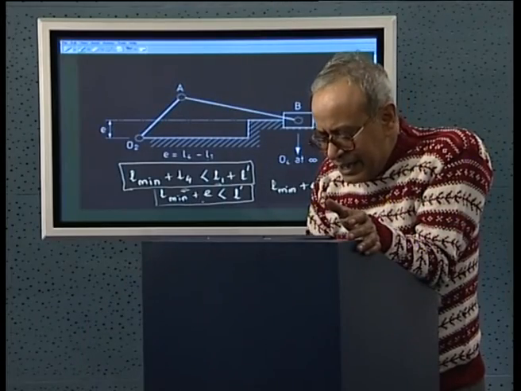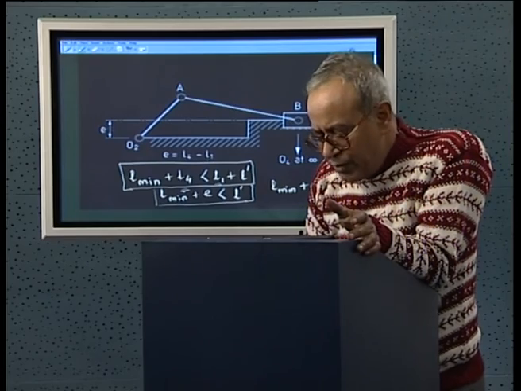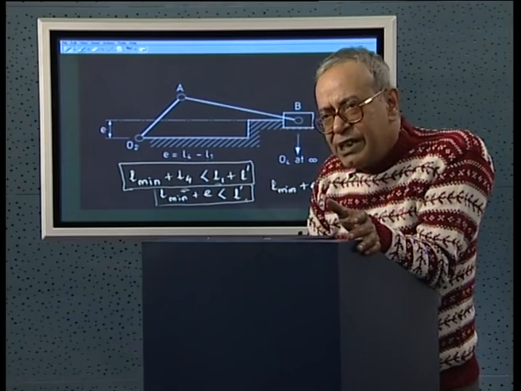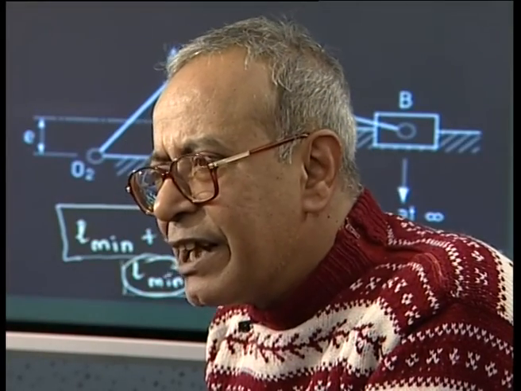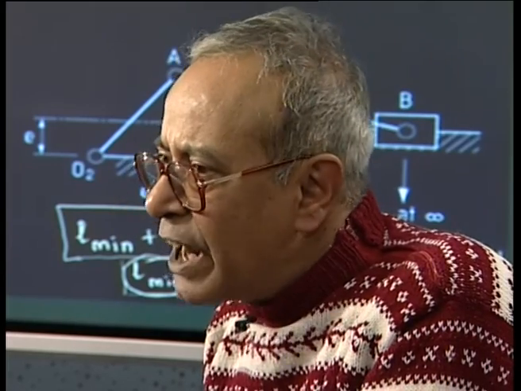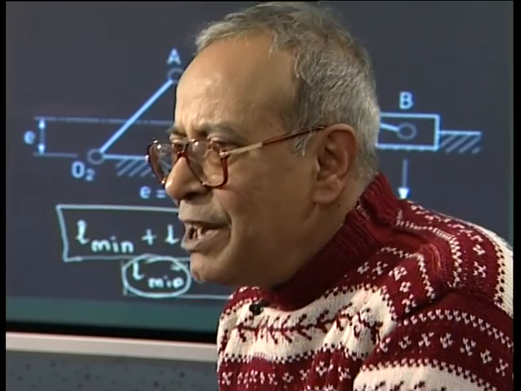At the end, we have also seen how we can modify the Grashof's criterion for a 3R 1P linkage, and we got that L min plus E less than L prime. This is the equivalent Grashof's condition for a 3R 1P chain, and if this Grashof's condition is satisfied, then this shortest link can make complete revolution with respect to all other links, and the shortest link can act as the crank of a slider crank mechanism. Now, I leave the students with a little problem.